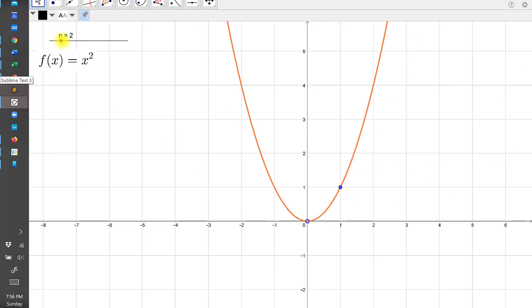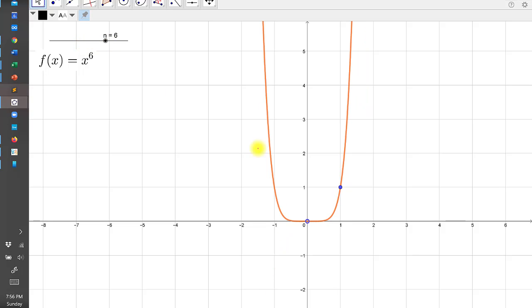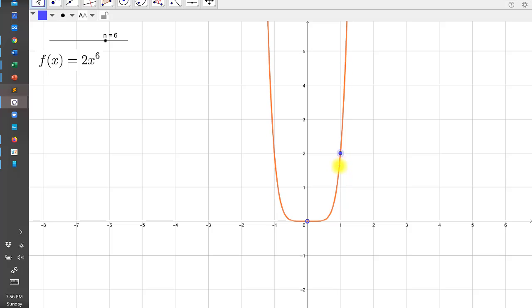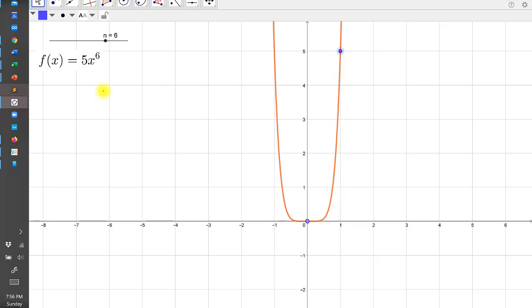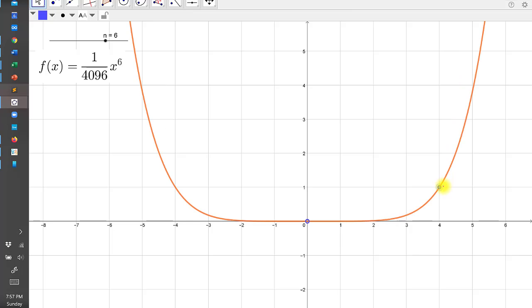Let's try x to the 6. It's already pretty skinny to begin with, but if I stretch it up vertically, it gets even skinnier, and you can see that the coefficient in front of that is bigger than 1. But if I make that coefficient less than 1, very small, 1 over 4096 times x to the 6th, I get a very wide function.